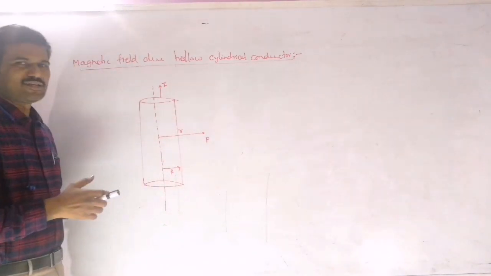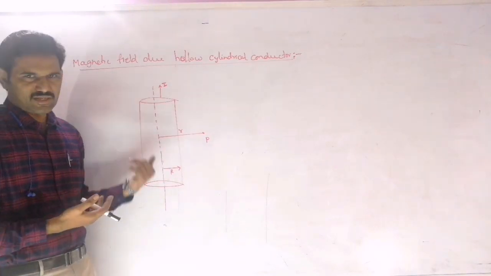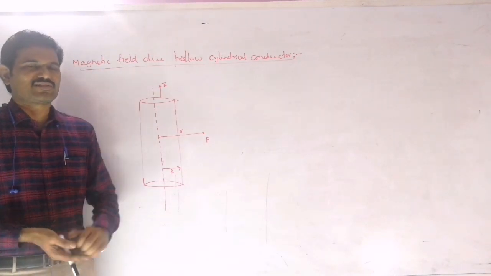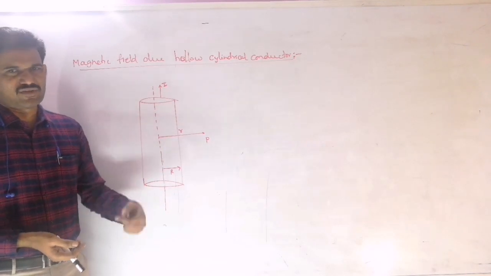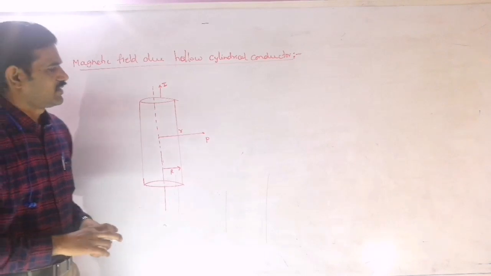At that point P may be outside, may be on the surface, may be inside. Like our spherical shell or solid sphere cases, we get three cases in that: outside, on the surface, and inside, right? So just mention that, write this information there.